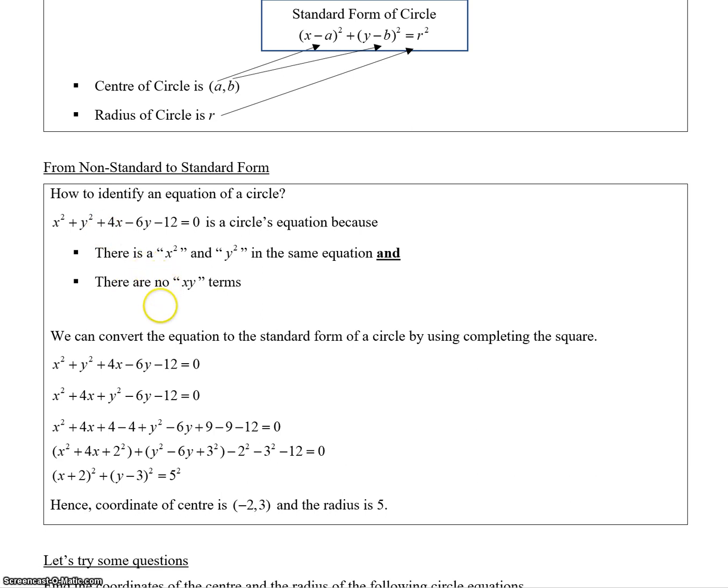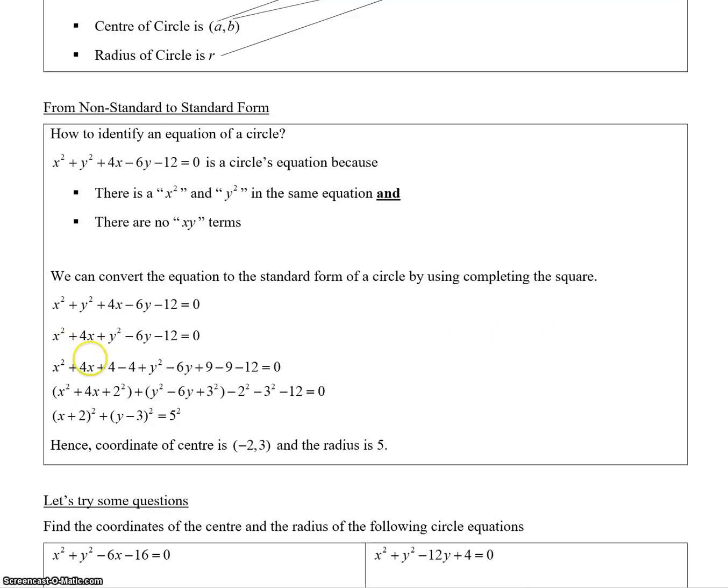So how do we do this? From this equation, how do we convert it to look like this? Actually, you can just complete the square. Let's do an example. We group the x terms together, and we do the same for the y. With the 4x term, I complete the square: I add 2 squared and subtract 2 squared. Similarly for the y, based on these two terms, I add 3 squared and then subtract 3 squared.